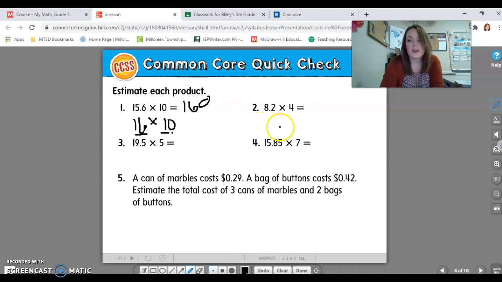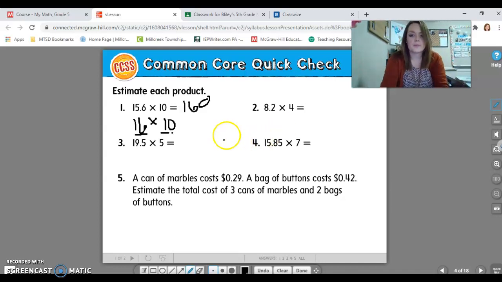Let's look at number 2. We have 8 and 2 tenths times 4. Is 8 and 2 tenths closer to 8 or 9? 8. We're going to multiply it by 4. 8 times 4 is 32 for our answer.